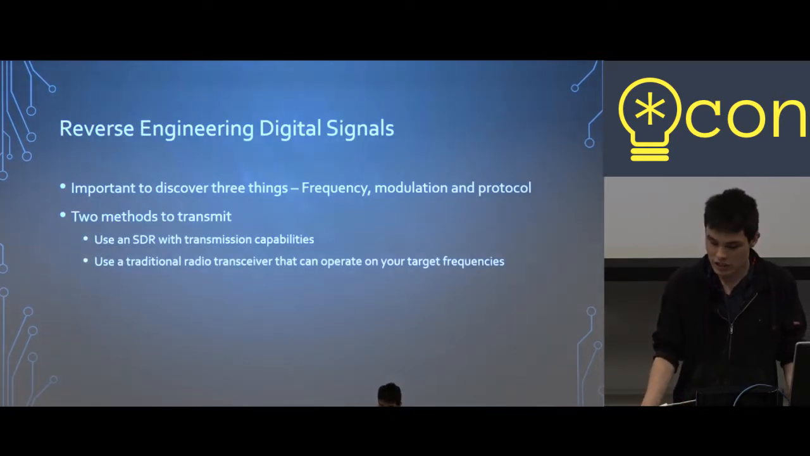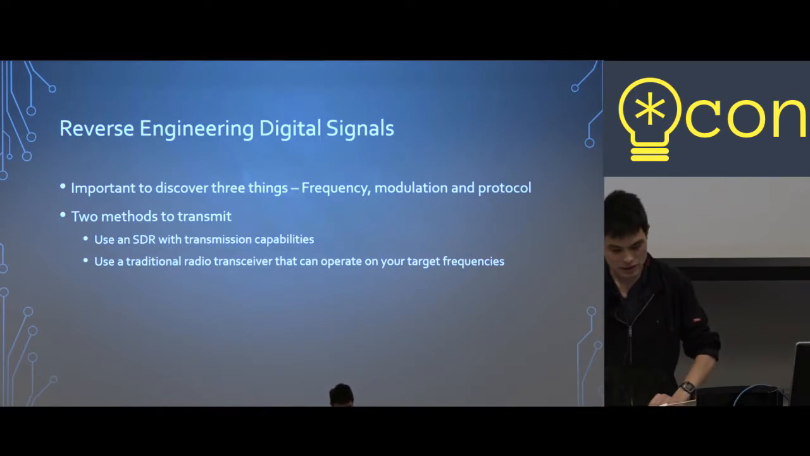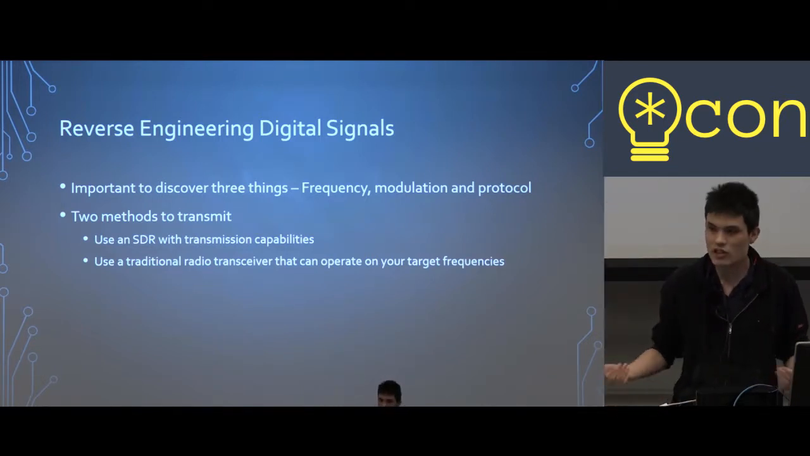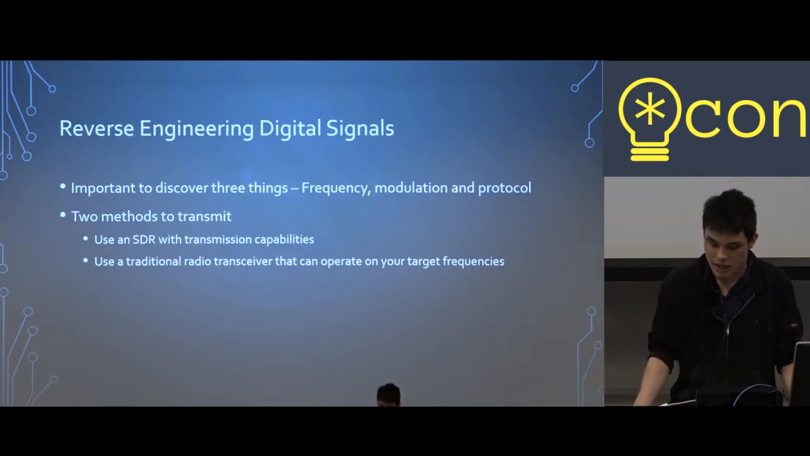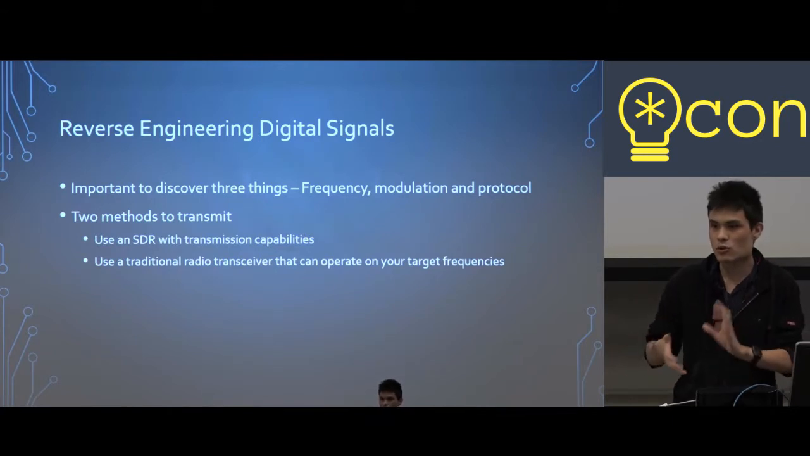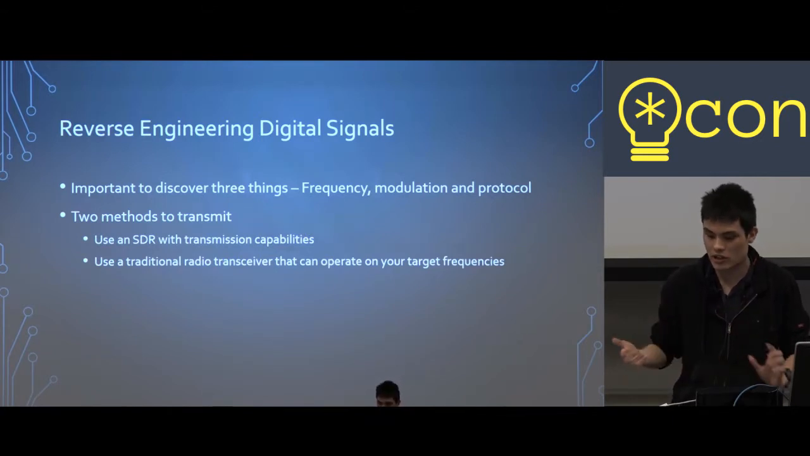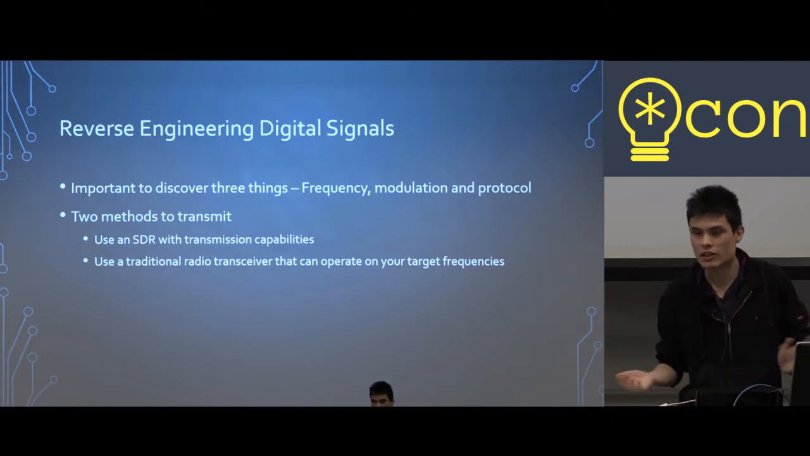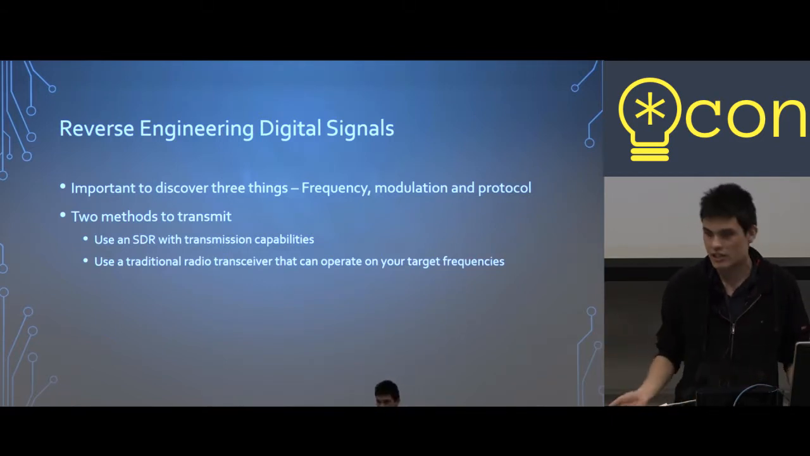For reverse engineering digital systems, let's say you want to build your own garage door opener, toggle a radio light switch, or drive around an RC car. For this, we need to reverse engineer the original system. We need to discover three things: the frequency which the remote transmits at, the modulation which the remote uses to transmit the binary string, and finally the protocol, which binary string we need to send to make the car turn left, make the lights turn on, such and such.